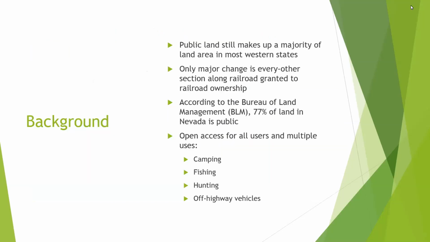So in most Western states, public land makes up a majority of the land area, because historically land that wasn't claimed when the states became states was just put into public trust for the government to manage. And since then, the only really major change came in the 1870s when the railroads were coming through, and the government gave every other section to the railroad as an incentive to build the railroad out to the Pacific Ocean. So as a result, in Nevada, for example, public land still makes up about 77% of the total land area.